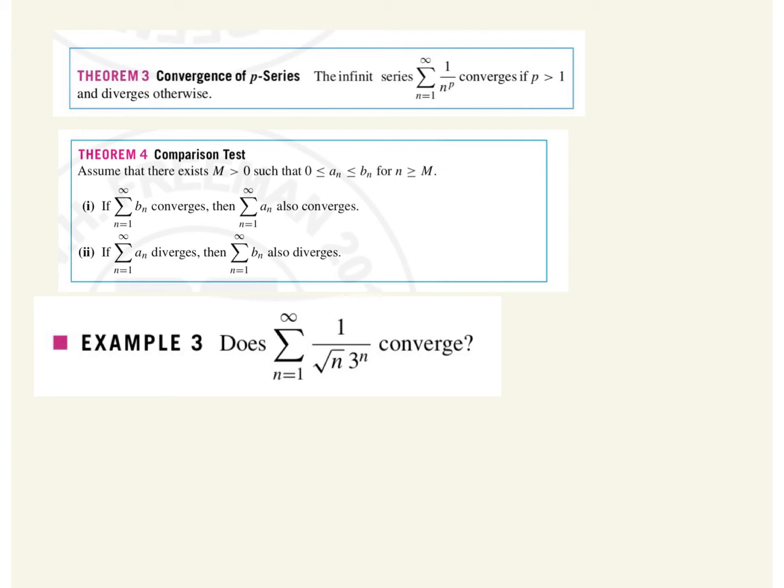Comparison test. Assume that there exists an m greater than 0. We assume that, and we pick it sometimes when we're proving things, such that a sub n is larger than or equal to 0, but smaller than or equal to b sub n for n greater than or equal to m. All of that will carry through and help us when we are manipulating things to figure out what to compare.